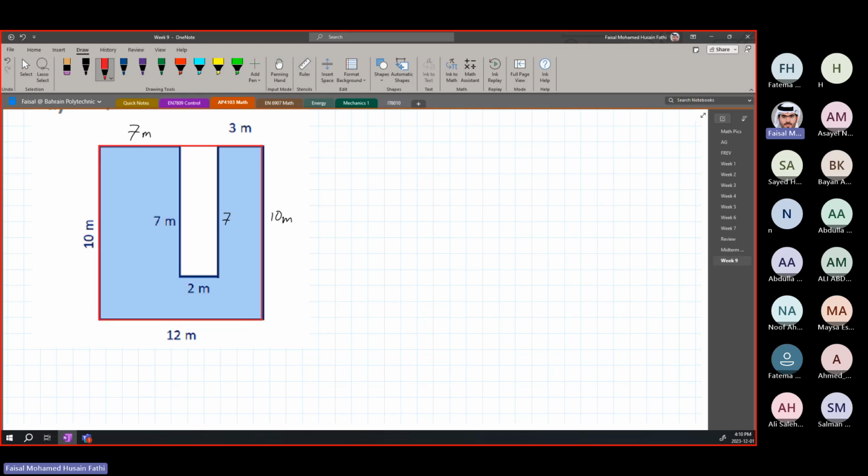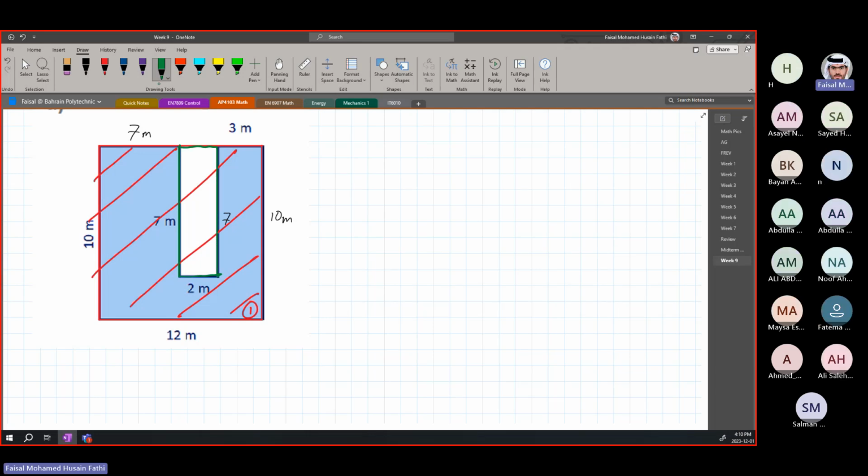Okay, I'm going to take area 1 as the full rectangle, this whole thing. This will be my area 1. And my area 2 will be this missing piece, this missing part inside, which is also a rectangular shape. This missing piece over here, I will call my area 2.